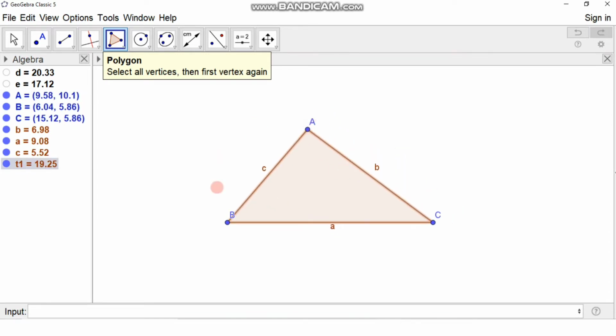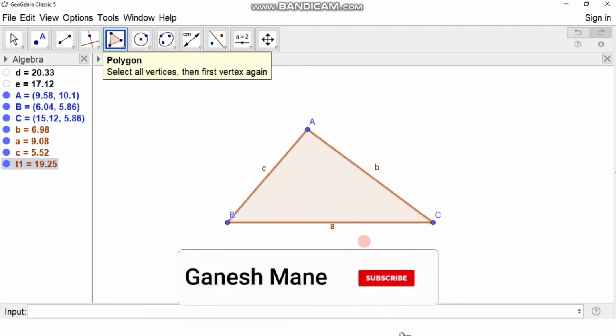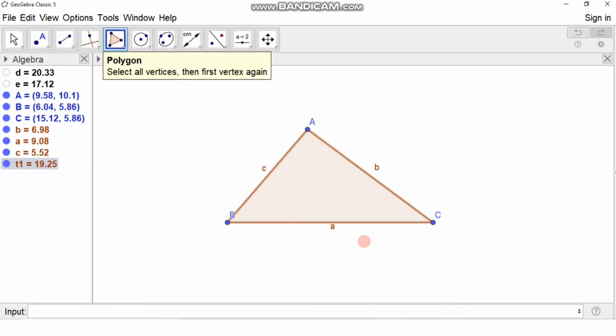Now we have to draw the circumcircle of this triangle. To do the construction of this one, we have to draw the perpendicular bisectors of any two sides of this triangle. As there are three sides of a triangle, AB, BC and AC, we can draw the perpendicular bisector of any two sides of it. So we'll choose here side BC. Firstly, we'll draw the perpendicular bisector of segment BC.